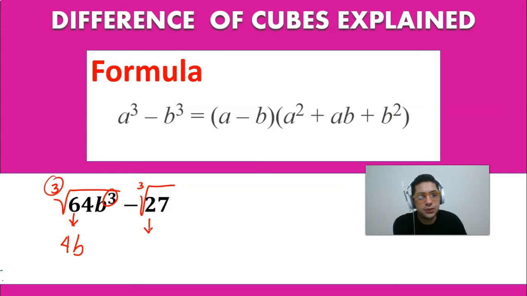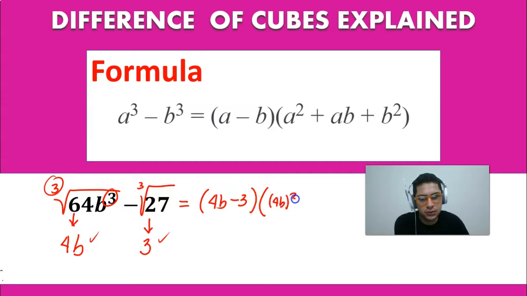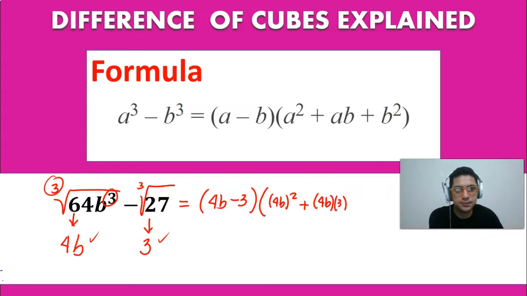And now the cubic root of 27, which means a number that multiplied by itself 3 times gives us 27, is 3, because 3 times 3 is 9, and times 3 again is 27. So that means it's going to be 3. And now we can express this as 4b, which is this, minus 3, as the formula suggests, multiplied by 4b to the power of 2 plus 4b times 3 plus 3 to the power of 2.